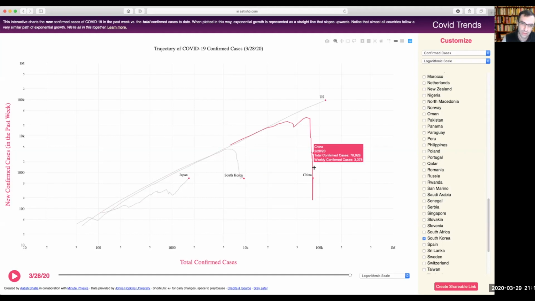Although you notice it dropped down with China and then came back up. And that's also not a good thing. If the new confirmed cases rise, we'll see China end up right back up here and maybe starting that curve again. And that's not a good thing. So we don't want to see that.